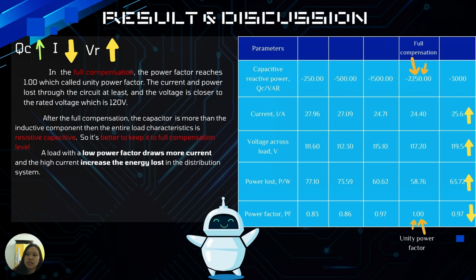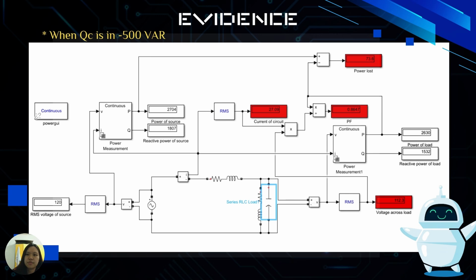Finally, we learned the relationship between current and power factor and the relationship of power loss to the power factor in this assignment. To conclude, adding a capacitor in parallel with an RL circuit will increase the power factor by the concept of power factor correction.